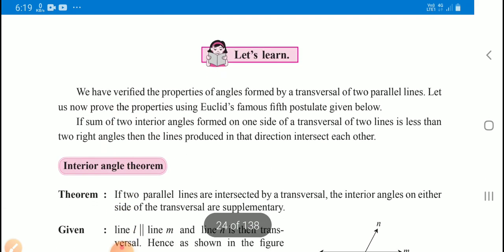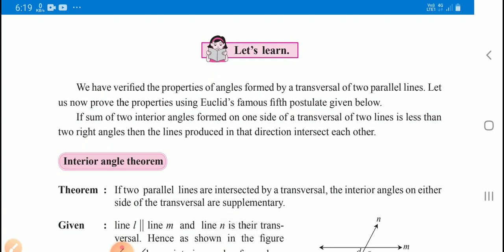Now let us learn. We have verified the properties of angles formed by a transversal of two parallel lines. Let us now prove the properties using Euclid's famous fifth postulate given below.